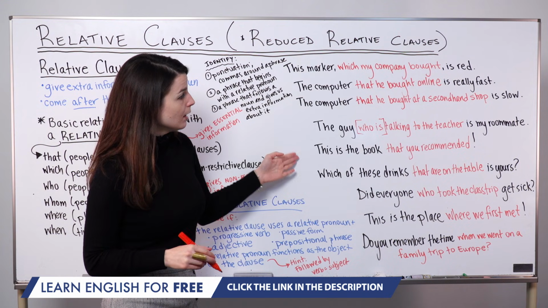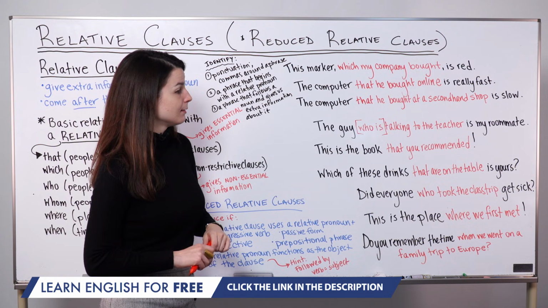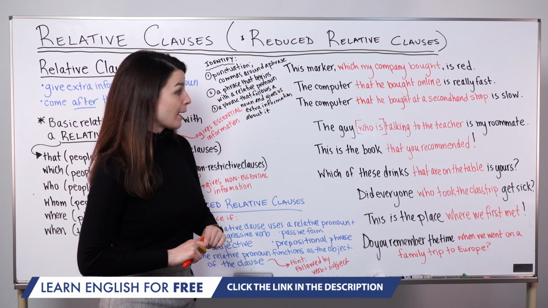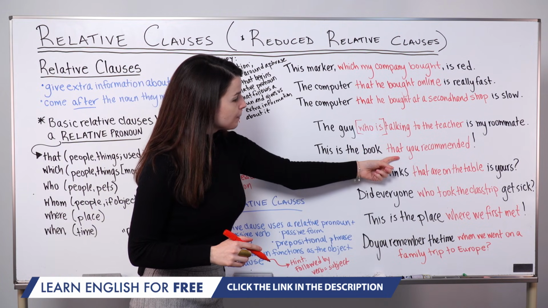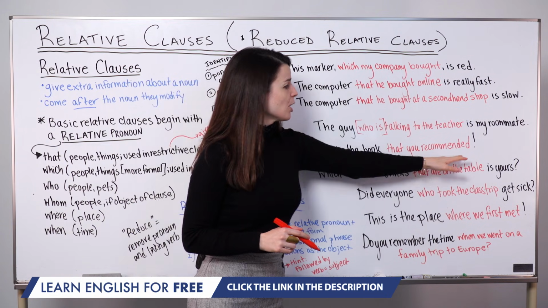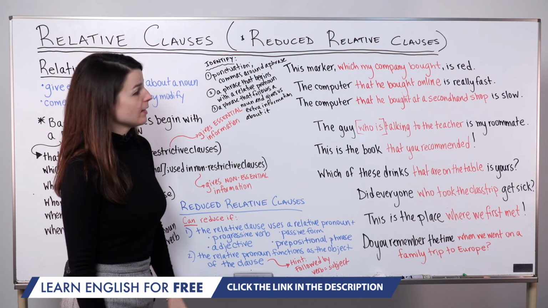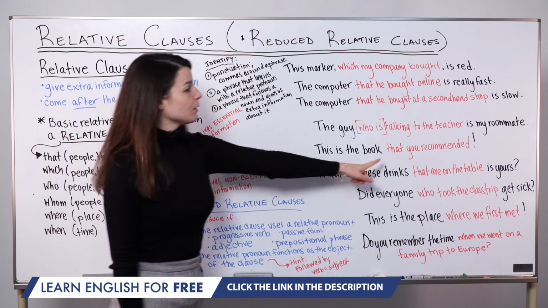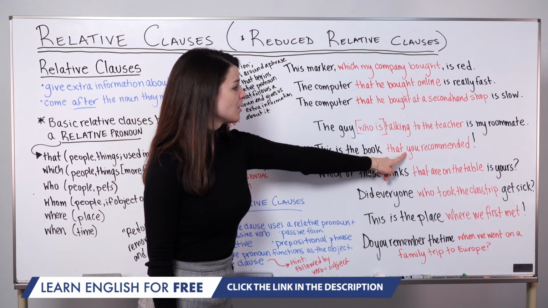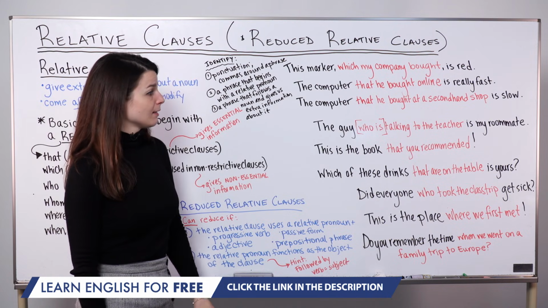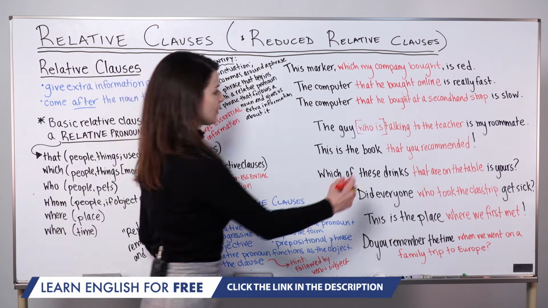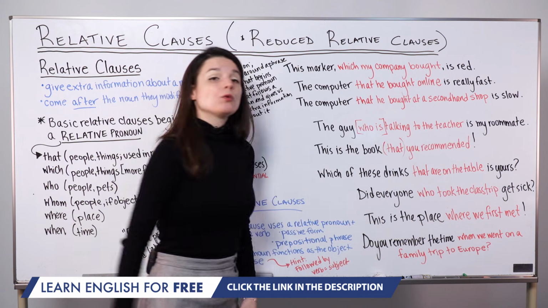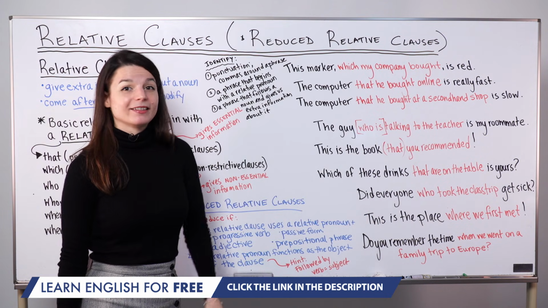This is the book that you recommended. So here, my relative pronoun is that, and I've followed it with you recommended. So this is an example where there's no linking verb here, actually. So this is the book that is something that actually native speakers will drop here. This is the book you recommended. We can also make this sentence.